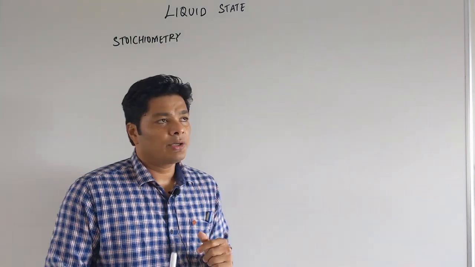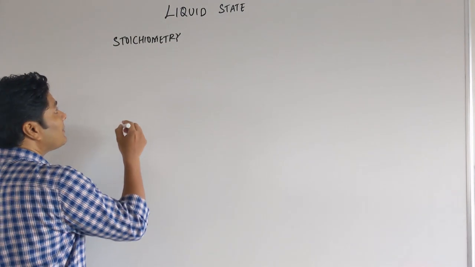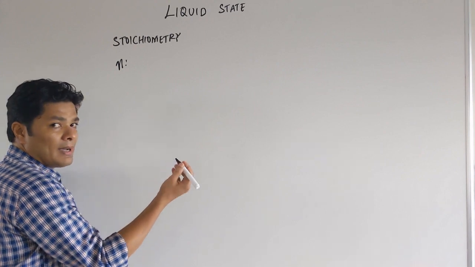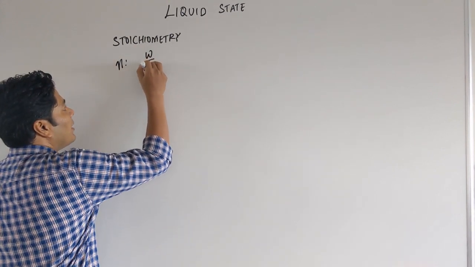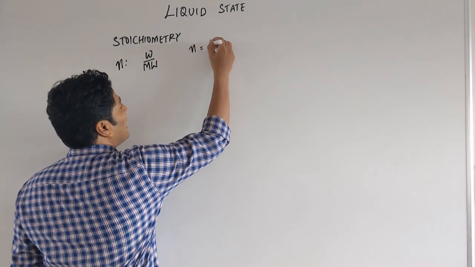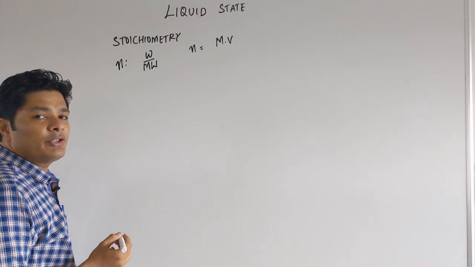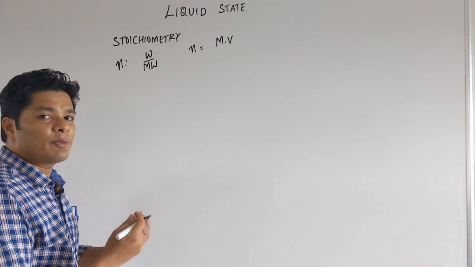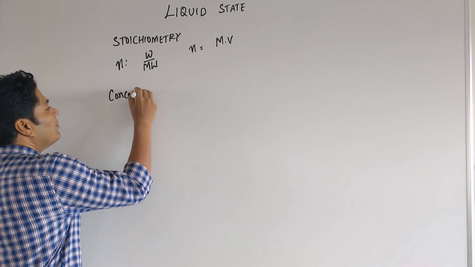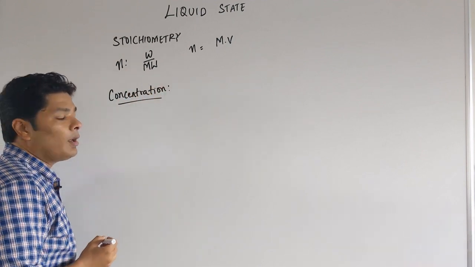Now here, stoichiometry is extremely important. Long ago we saw in our mole concept how to calculate moles. Moles, with symbol n, would be W divided by MW, mass over molar mass. We also saw n moles equals molarity times volume. Now in this chapter you also have ways of expressing concentration. Let's look into them briefly. What all ways can you define concentration?